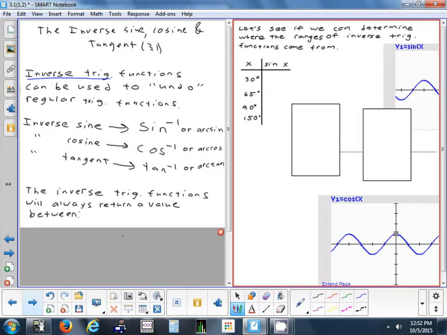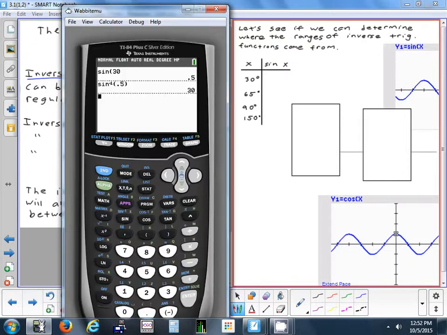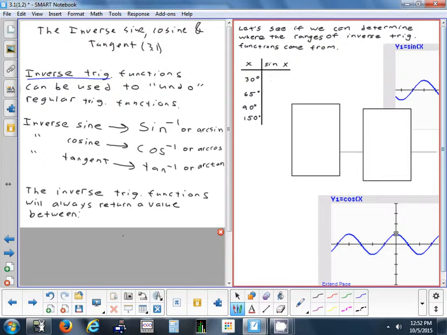All right, so let's just watch this part. You don't have to copy this table down. Just watch what I type in. Okay, I've got some different angles, and I'm going to type them in and find the sine of them. The first one we already did. The sine of 30 comes out to 0.5.